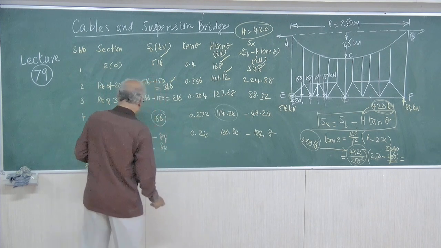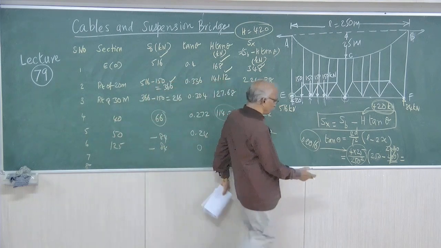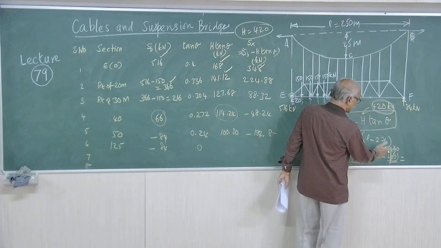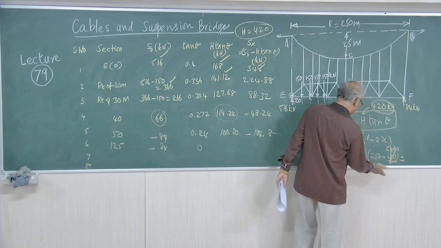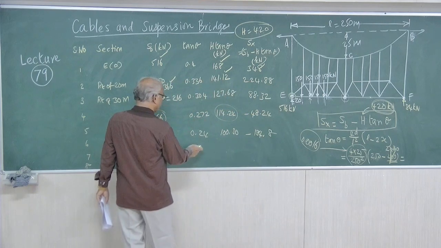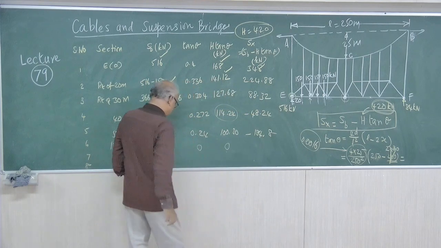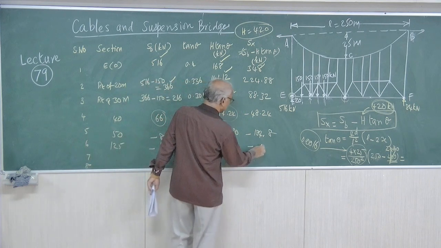Now, for 125, this value becomes 0, because 250 minus 2 into 125, that is also 250. 250 minus 250 will become 0. So, the whole value becomes 0. So, when this value is 0, H into 0 equal to 0. Therefore, this value is minus 84 only.